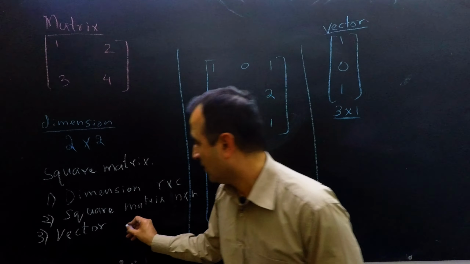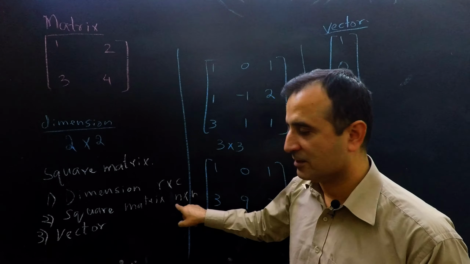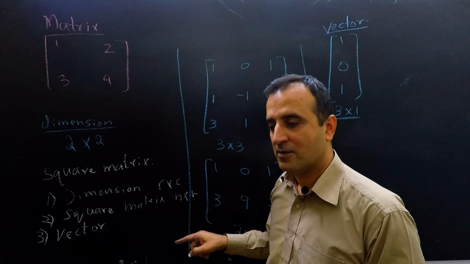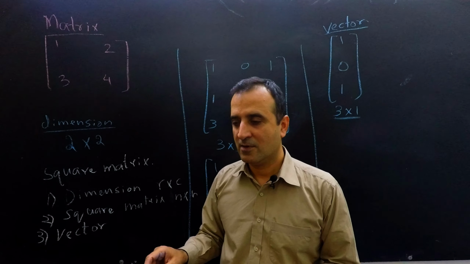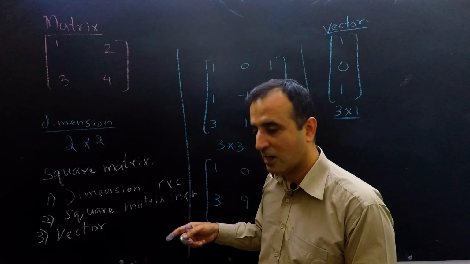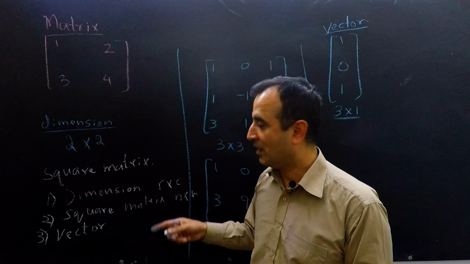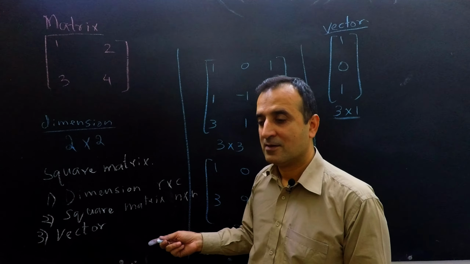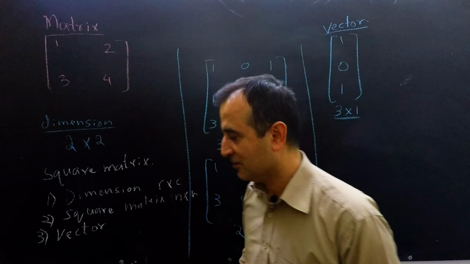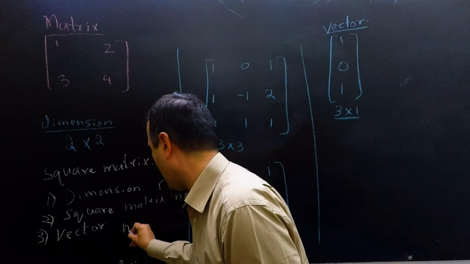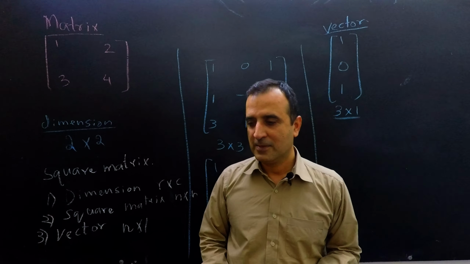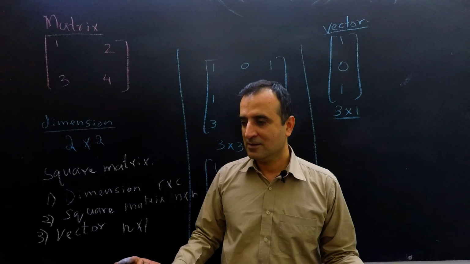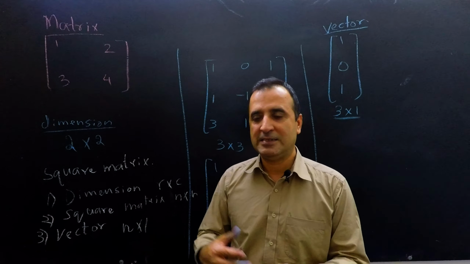How can I write this in n notation? First rows and then columns. It is n rows and 1 column. Okay? So if everything is clear, now let's clear the board and we'll proceed further.